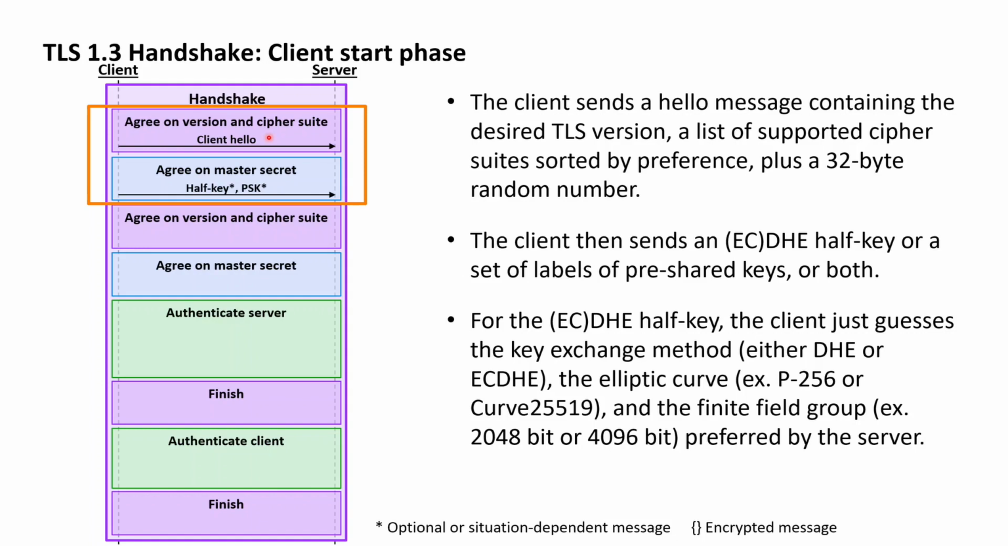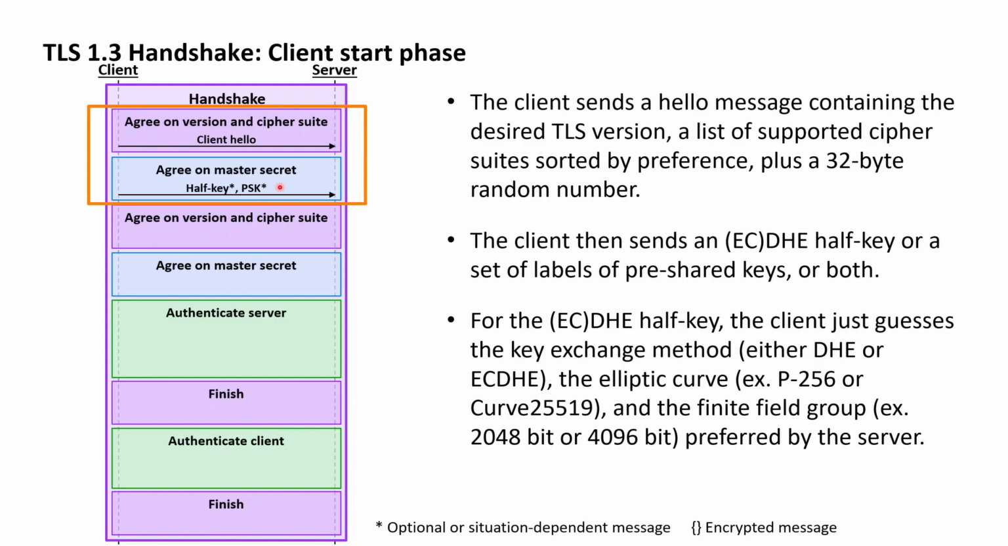If the client wants to offer the use of a pre-shared key, then the client would follow up by simply also sending a label of a pre-shared key to the server. If the client wants to conduct an ephemeral Diffie-Hellman key exchange, then the client would follow up by sending a corresponding ephemeral Diffie-Hellman half key.